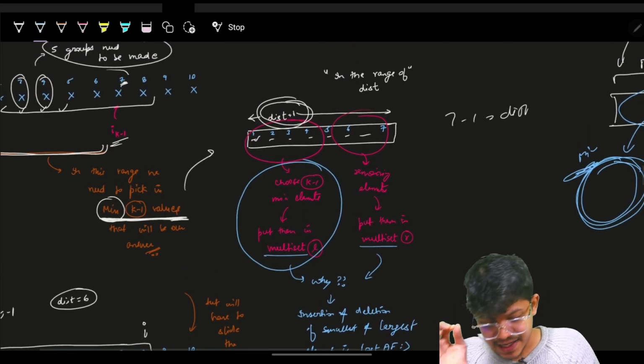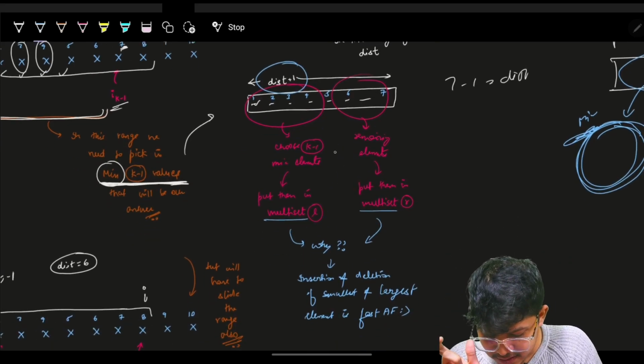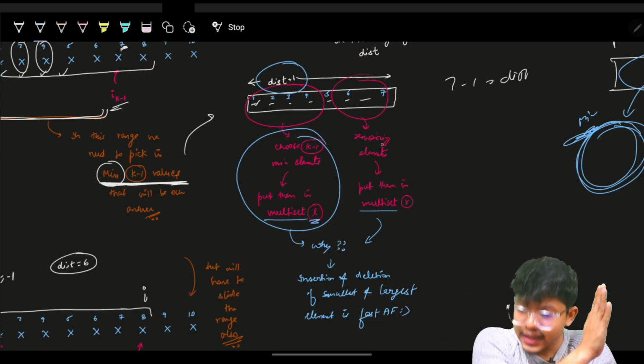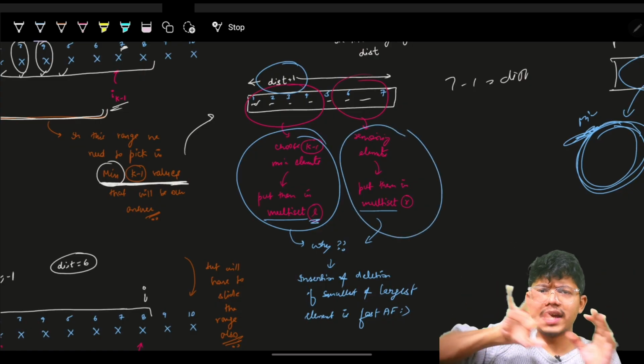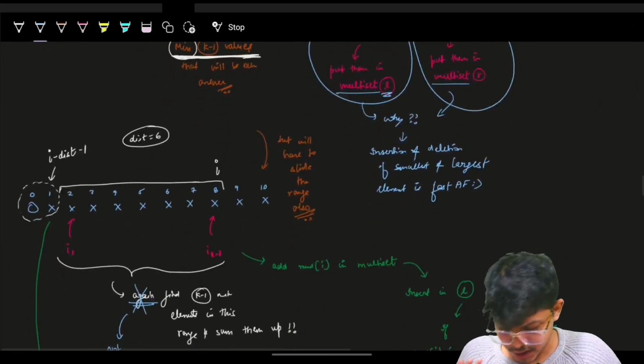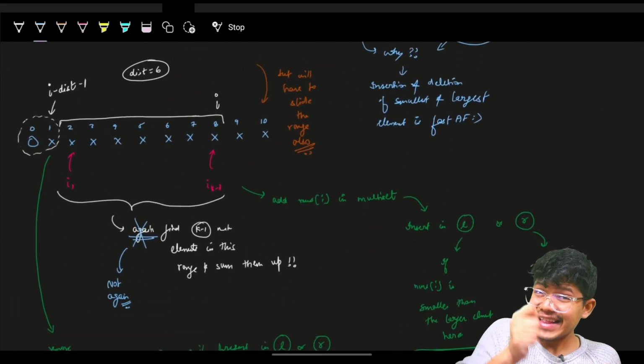In this range, we saw the range size will be distance plus 1. We will choose the minimum k minus 1 elements and put them in a multiset named L. The remaining elements we can put in R, saying L is the smaller elements and R is the larger elements, just for the naming convention. Now that is done, but when you slide the window, that's where the interesting part comes.